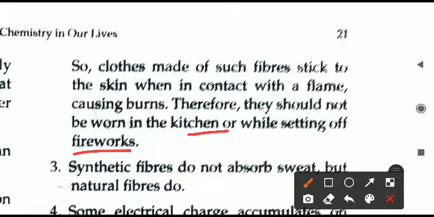at a risk of getting fire. Our clothes can catch fire there. So avoid using synthetic clothes at that time. You can use natural fibers only. Cotton you can use or wool you can use.